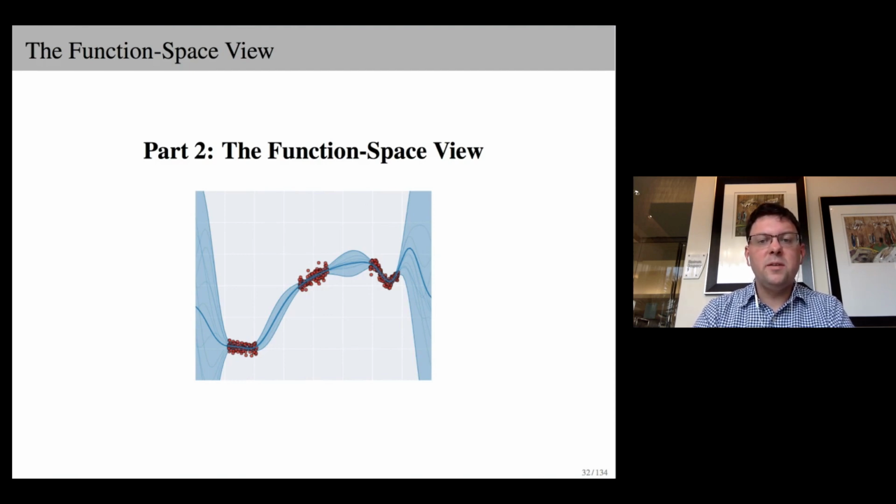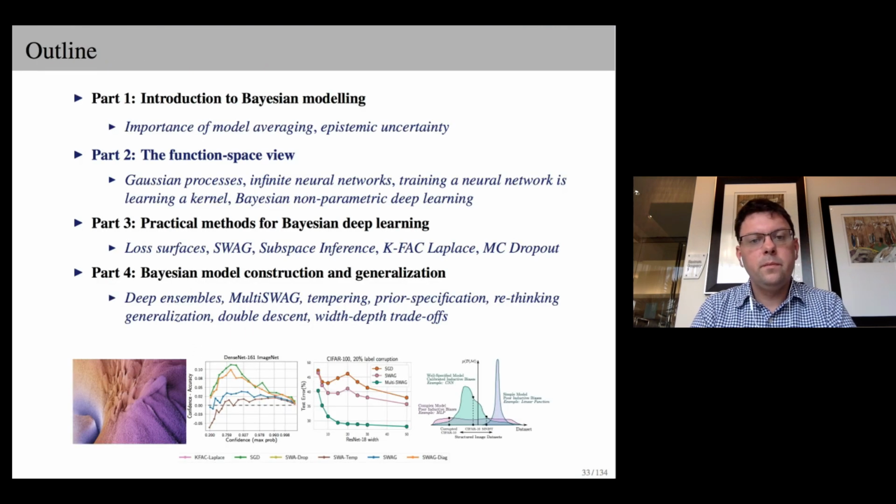In this part, we'll be considering a function space perspective of machine learning. We'll cover Gaussian processes, infinite neural nets, how training a neural net is like learning a kernel, Bayesian non-parametric deep learning, and several other topics.